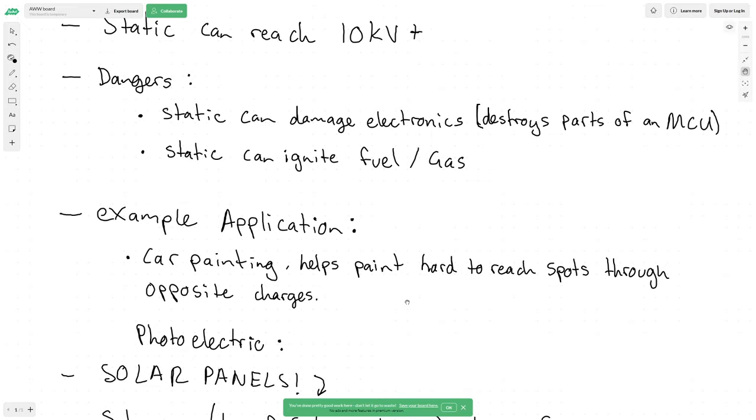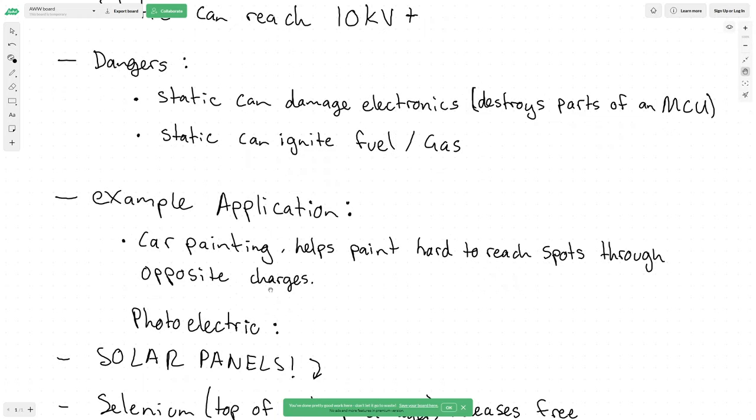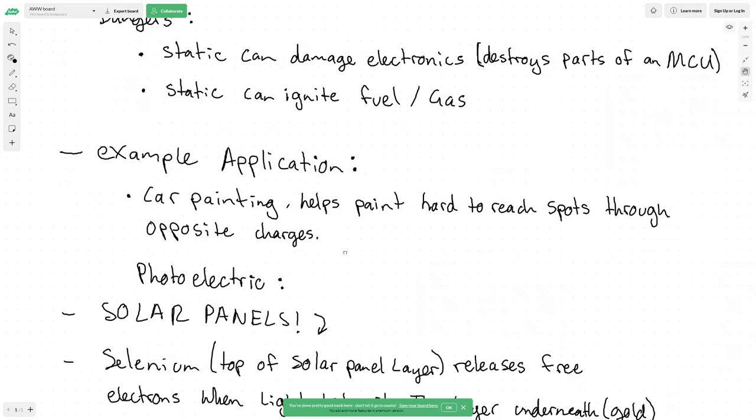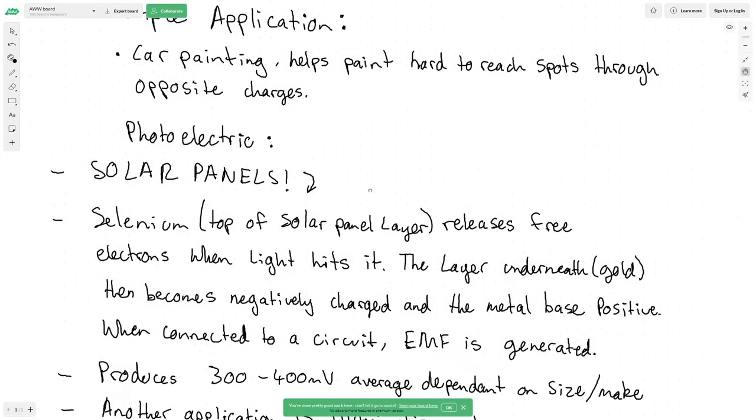EMF is generated, and that's how they get to these hard to reach spots, because obviously your positive and negative are attracted to each other. And that also, I believe it said that it spreads the paint out pretty evenly as well. But that's not too important, just a small example.